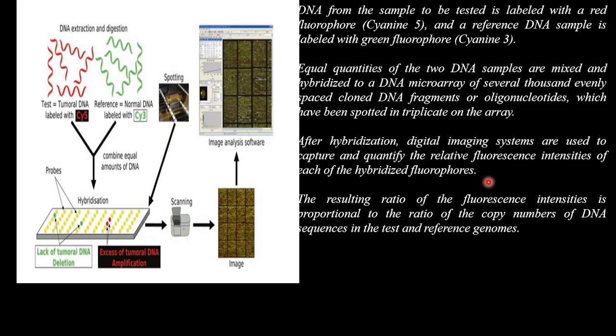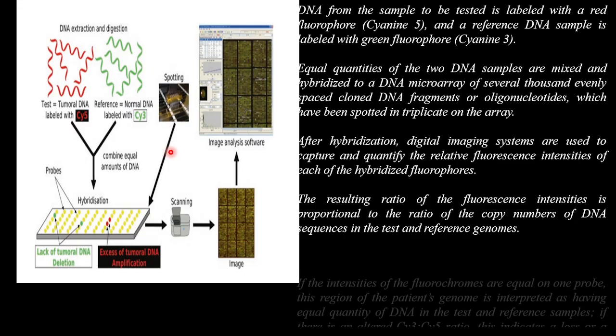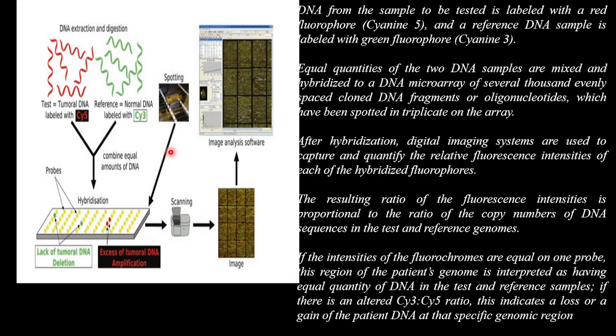On the basis of the resulting ratio of the intensity, which is proportional to the ratio of the copy number of DNA in the test and reference genome, if there is high tumor DNA, you will get a red color signal. If there is less, then you will get a green color signal. Okay.